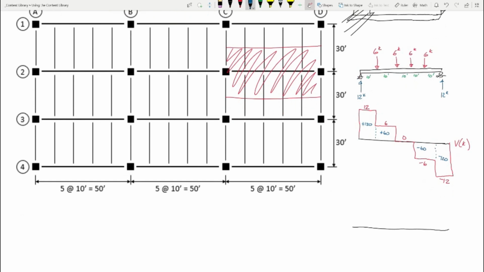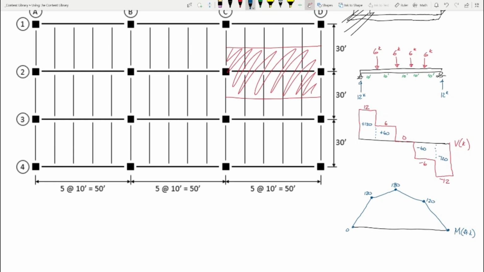So our moment diagram is going to be like this. It's going to go up, over, down, down. So 0, 120, 180, 120, and then back to 0. So remind me, what was the M max for the beam? What was it, 22.5? And what's our M max for the girder? 180. So again, a lot more load that it's responsible for.